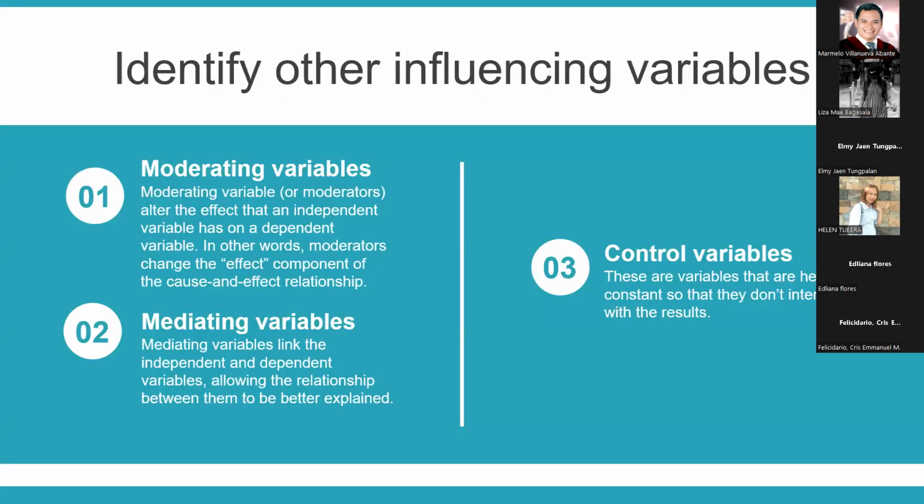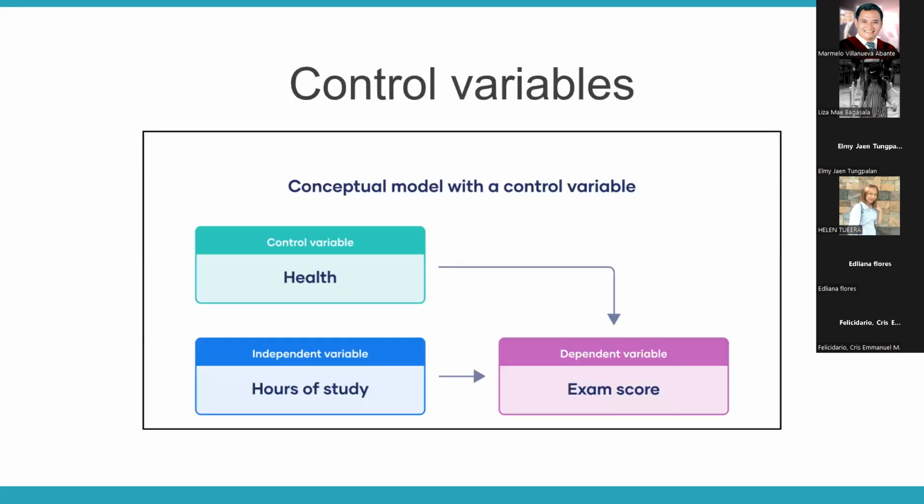Last one is the control variables. These are variables that are held constant so that they don't interfere with the result. So, yan, the control variable. So, ang main study lang talaga natin dito, sa example natin, is the hours of study, the effects of hours of study to the exam score.